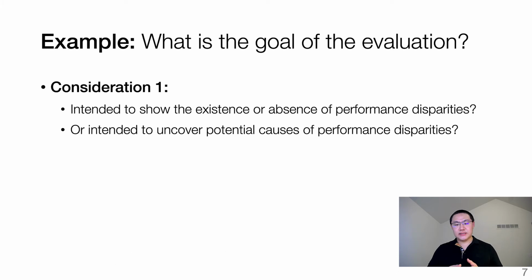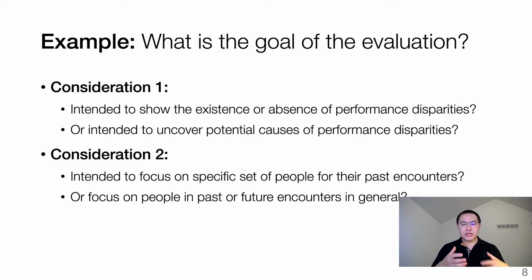First, is the evaluation intended to demonstrate the existence or absence of performance disparities, or is it intended to uncover potential causes? This distinction affects which additional factors must be accounted for and how. It also affects the methods that should be used to analyze performance. Second, will the evaluation focus on specific people's past encounters with the system, or will it focus on potential performance disparity that may generally affect people who encounter the system? This distinction, which relates to the generality of the conclusions that will be drawn, influences how the evaluation dataset will be created. If the evaluation will focus on specific people's past experiences, then the evaluation dataset must consist of deployment data from the system itself.